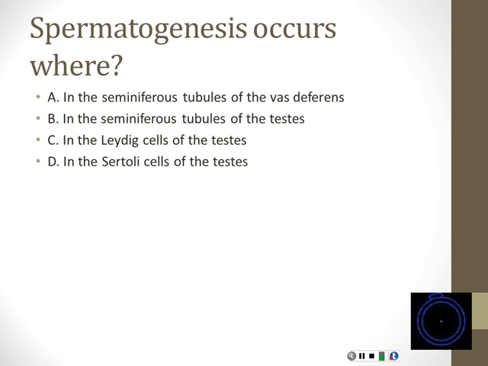Okay, so best answer B, seminiferous tubules of the testes. So that's where sperm are made. They're stored in the epididymis. They get from testes to epididymis through the rete testis. They are carried from epididymis to urethra by the vas deferens. Leydig cells make testosterone. Sertoli cells are nurse cells that help the sperm to mature.